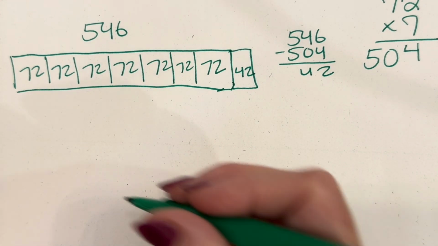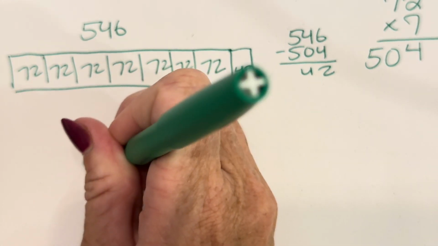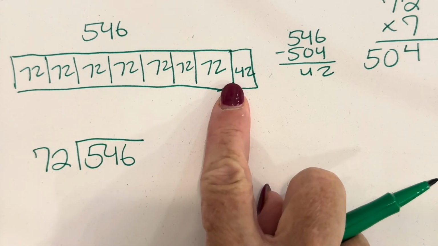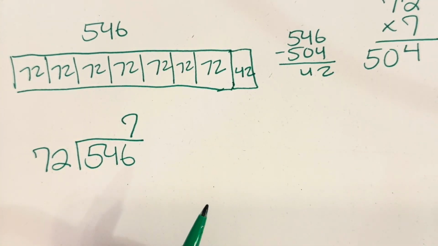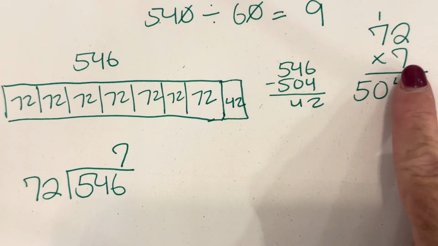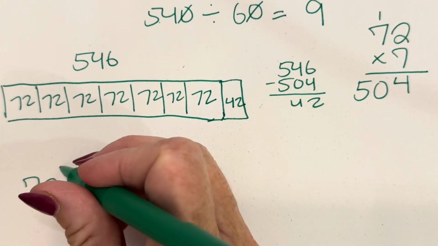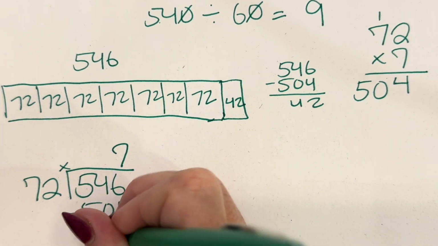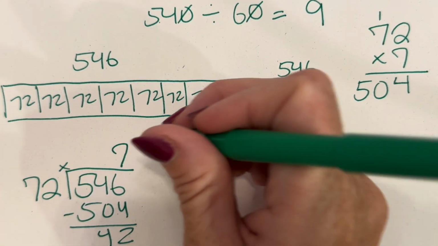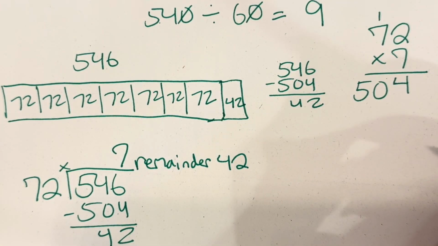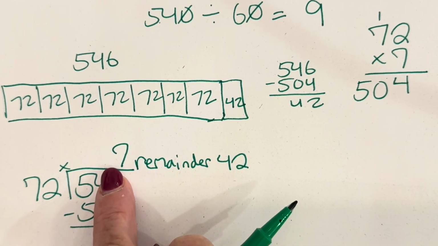7 groups of 72 and 1 of 42. And this is what my algorithm would look like. 546 divided into packs of 72. And we said we're going to have 7 groups of 72. And we already said up here that 7 groups of 72 is 504. So I have a remainder of 42. Remainder 42. Okay, so my quotient is 7.